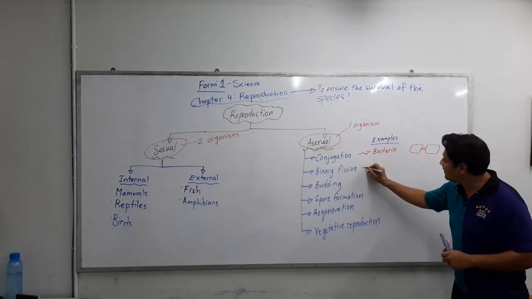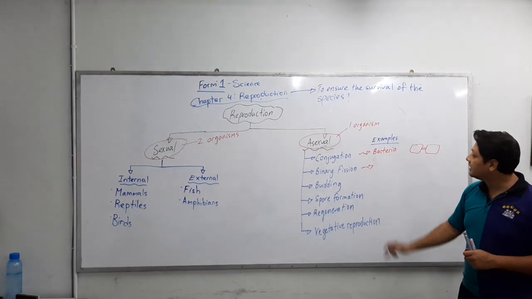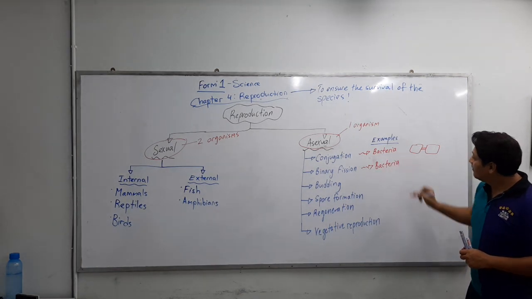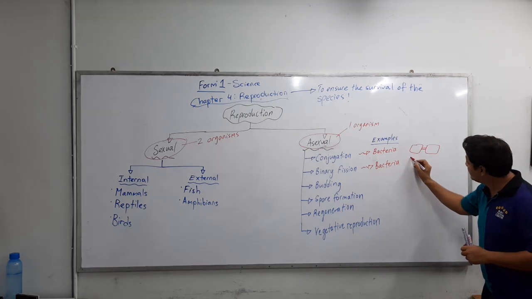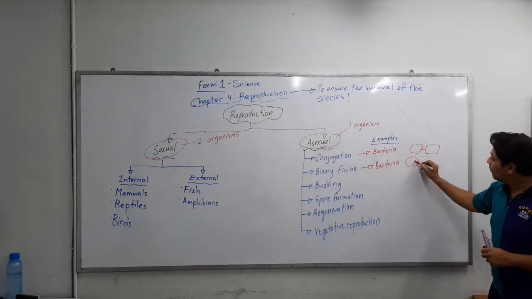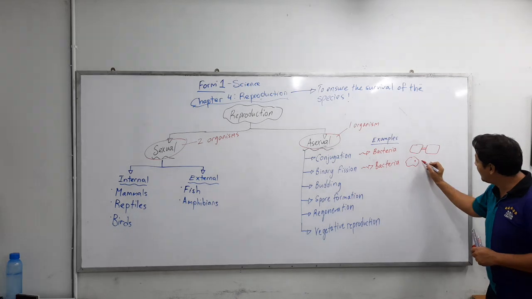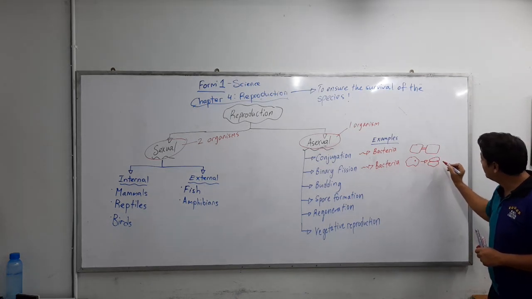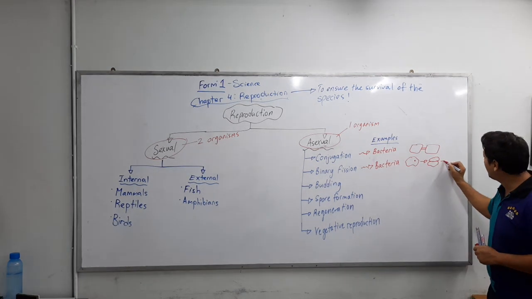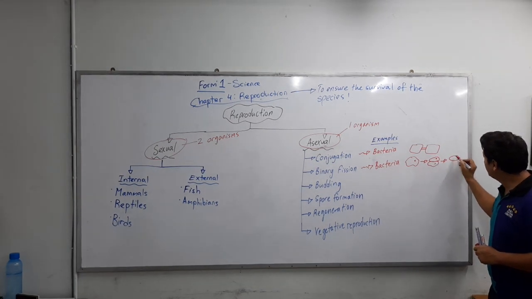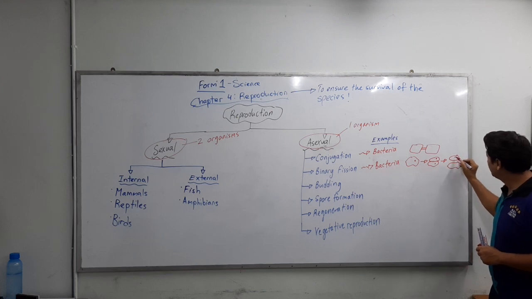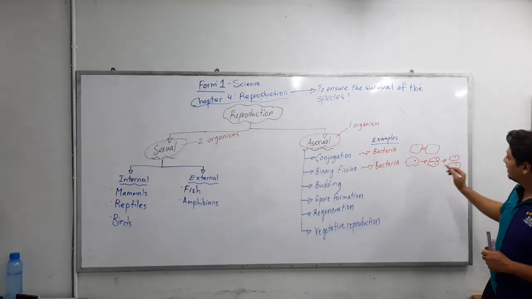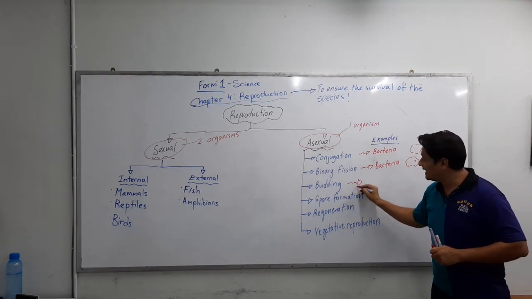Second one will be binary fission. For binary fission, it also can be bacteria. The diagram will look something like this. You have one bacteria, then it undergoes a process called mitosis, and then it forms two separate organisms like this.